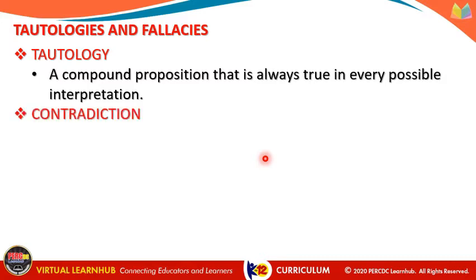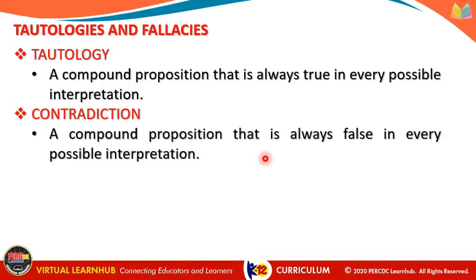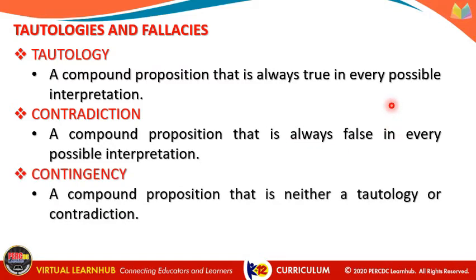Now, what about contradiction? Contradiction is the reverse of tautology. Contradiction is a compound proposition that is always false in every possible interpretation. So again, tautology is a compound proposition that will always be true, whereas contradiction is a proposition that will always be false. Lastly, we have contingency. Contingency is any compound proposition that is neither a tautology nor a contradiction.